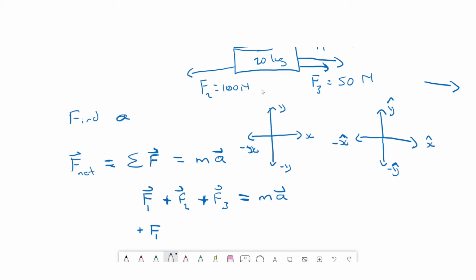Now let's look at F2. F2 is facing that way, so it's going to be negative. So I'm going to put negative. The direction is negative. What is the size? The size is the size of F2.